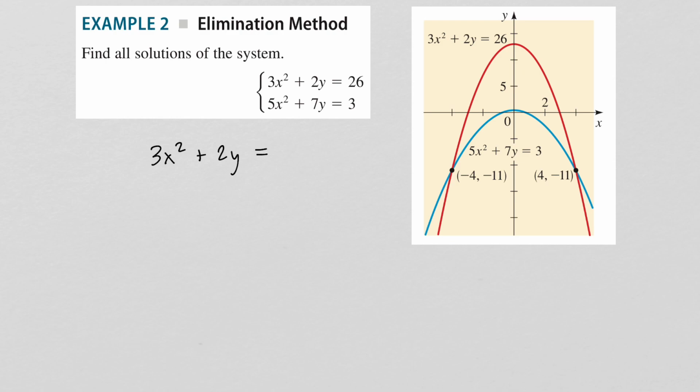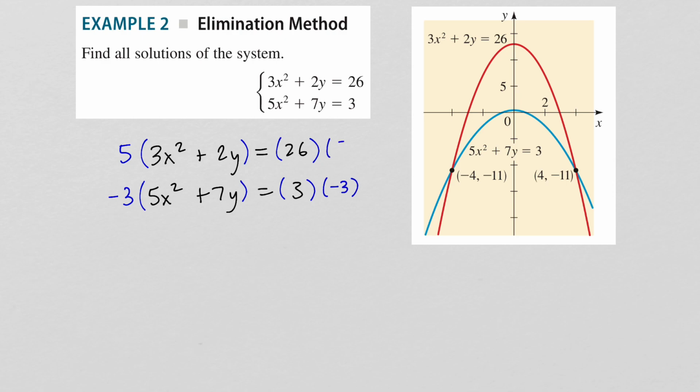So here is our first equation and our second equation. And what I'm going to do is get the least common multiple of 3 and 5, which is 15. So let's multiply this first equation by 5. That's going to give us 15x squared. And then I'm going to multiply the second equation by negative 3. Oops, and we have to multiply both sides here. There we go. And that's going to give us negative 15x squared.